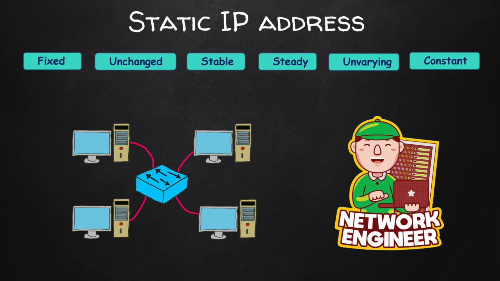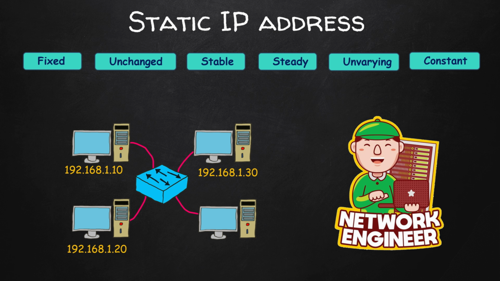For example, first he goes to PC1 and assigns an IP address to it, 192.168.1.10. Then he goes to the second PC and assigns one IP address to it, that is 192.168.1.20. Then to the third PC, 192.168.1.30.